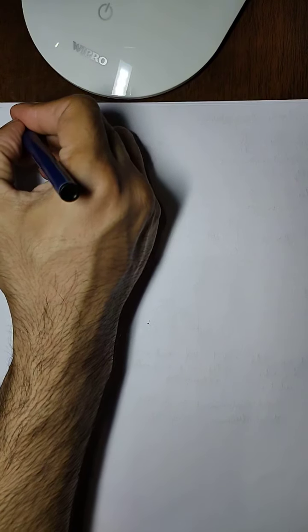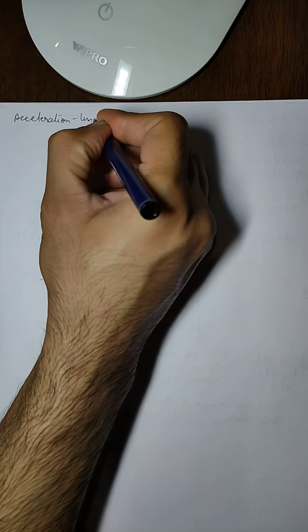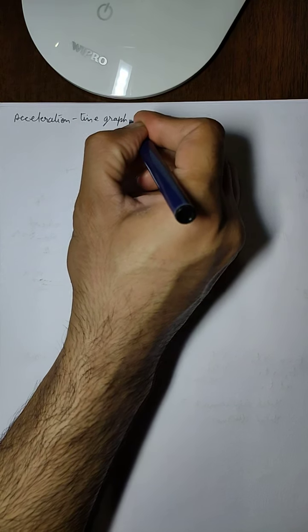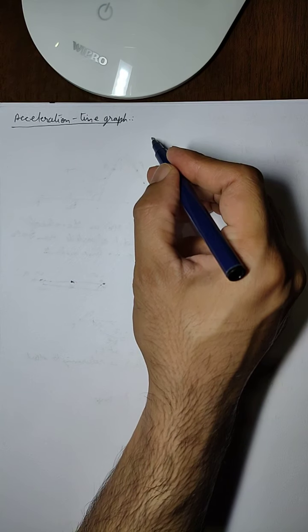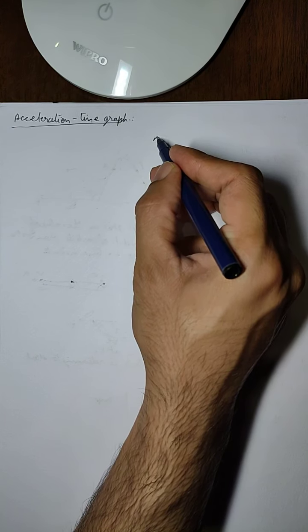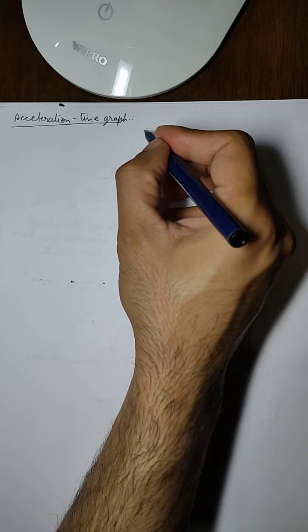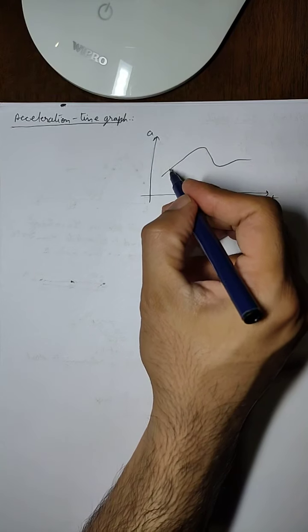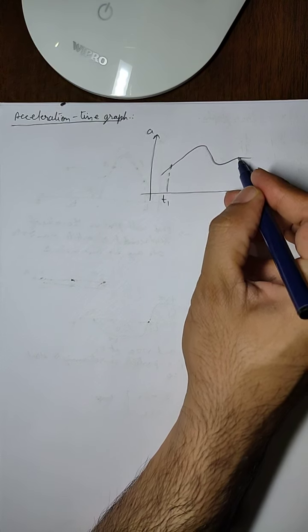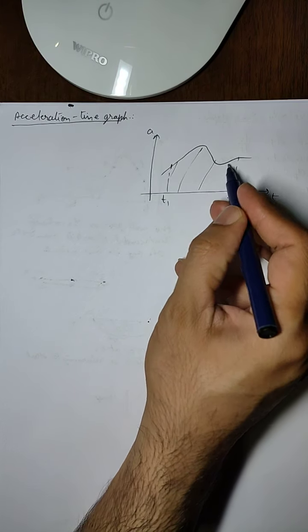Now the next is the acceleration time graph. There is nothing much to discuss about the acceleration time graph. The slope of the acceleration time graph is not of much importance, and it does not concern our syllabus, so we are not going to discuss the slope. So let us say that we have a curve like this, and there are two time instants t1 and t2. The slope is not important, but the area under the curve is important.